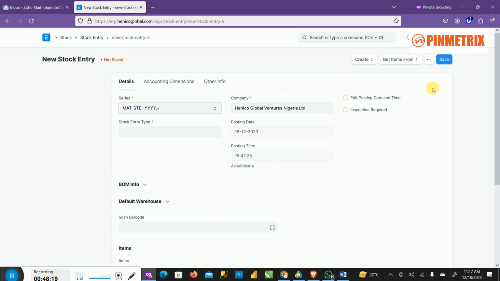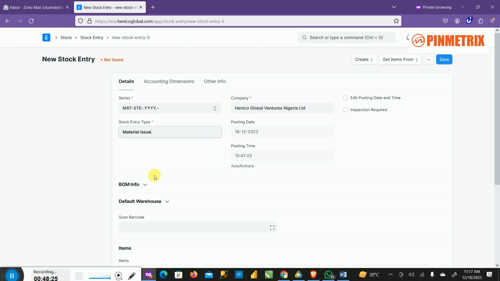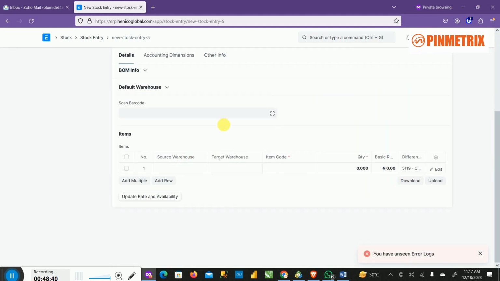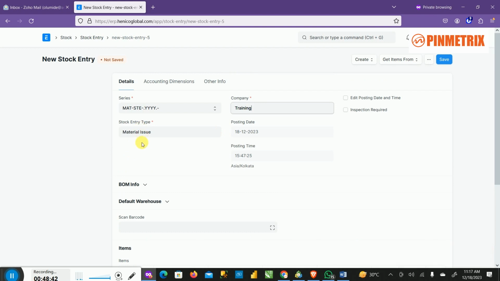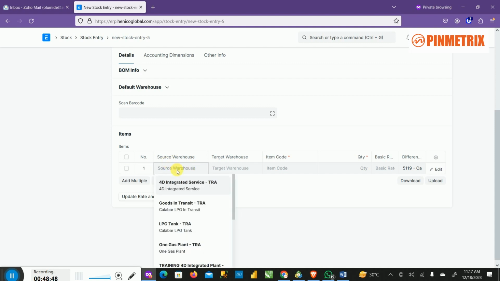When you're taking your product out, I use the word material issue. You are taking the product out to them, you understand? So I don't make a mistake, let me just pick training. Because you are the one issuing out, where is it coming from? It's coming from a warehouse, which is the source warehouse.